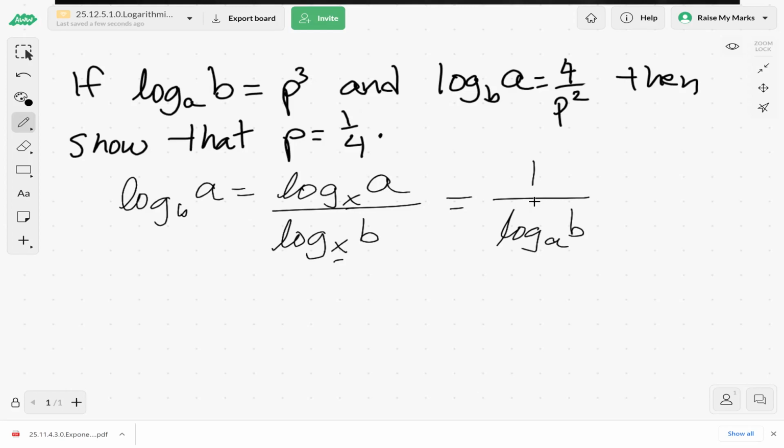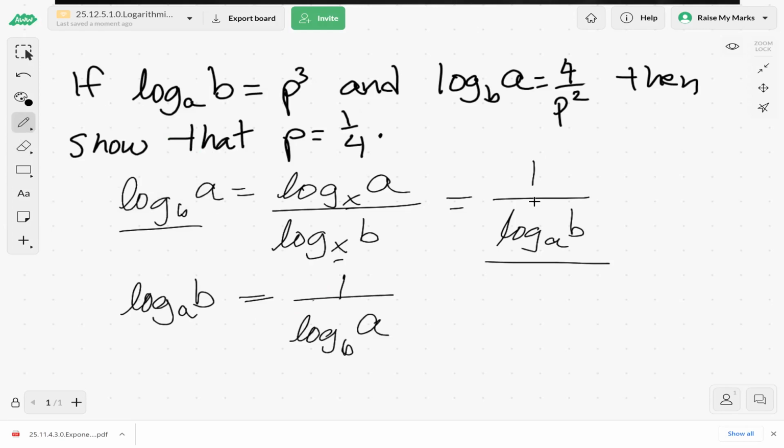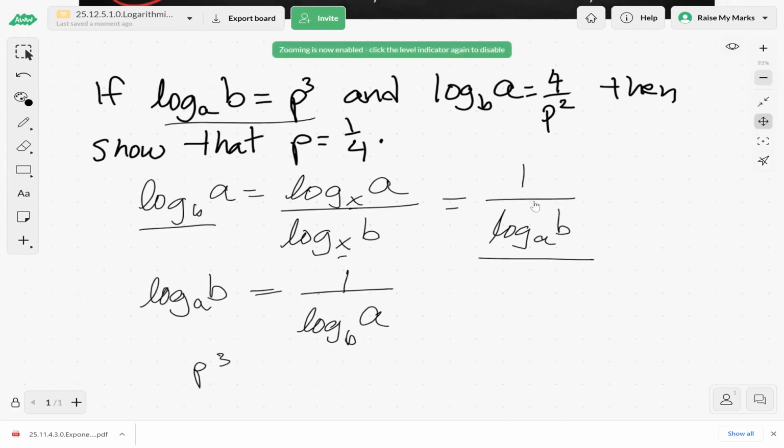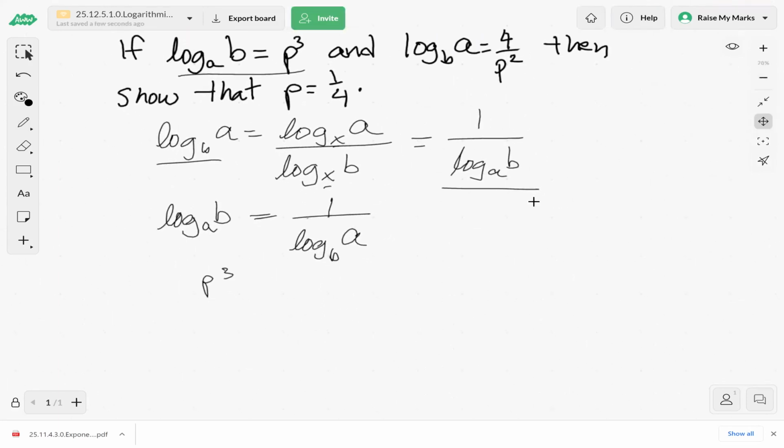So in our problem, we're given log base a of b, and by our change of base formula, that equals 1 over log base b of a. Okay, so now log base a of b, let's start plugging things in. That equals p cubed. Let's reduce this a little bit so I can fit more of it on the screen.